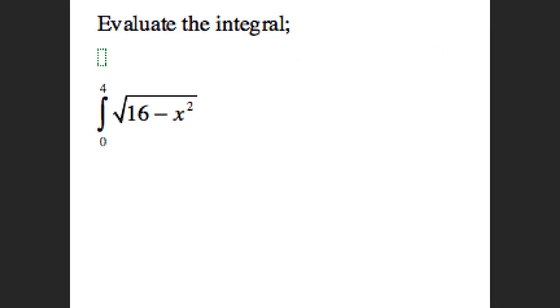Evaluate the integral. Okay, so what is the graph of this? Do you know? What is the graph of this? Semicircle. That's all it is. Here is a formula for a circle. X squared plus y squared is equal to 16. That is a circle with center at 0, 0, and a radius of 16.